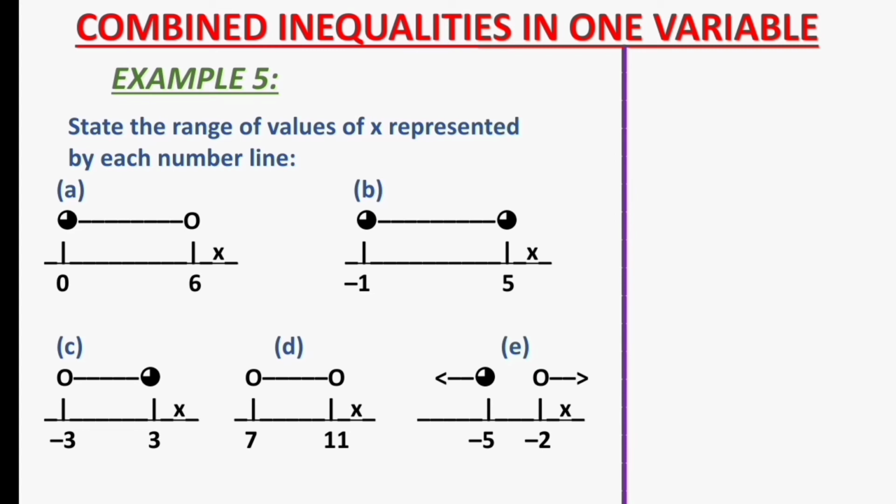While in question E, we have a shaded or colored ring on points minus 5 and an arrow pointing to the left, and an empty ring on point minus 2 and an arrow pointing to the right on the line x. In question E, we do not have a combined inequalities. Rather, we have two separate inequalities. Now, let us take the range of values of x represented by each of these number lines.